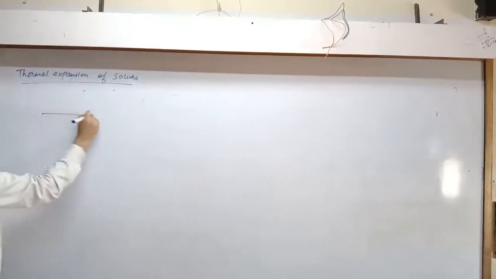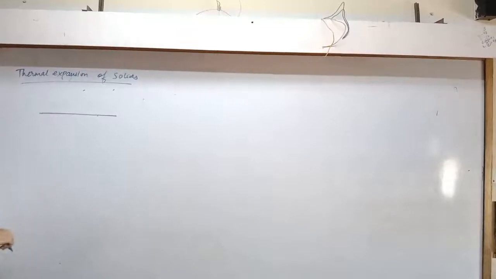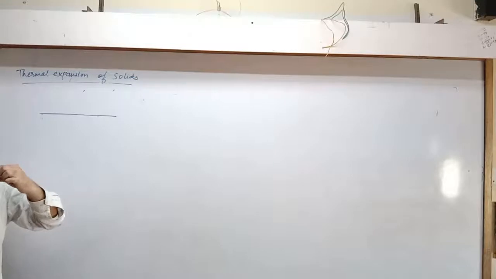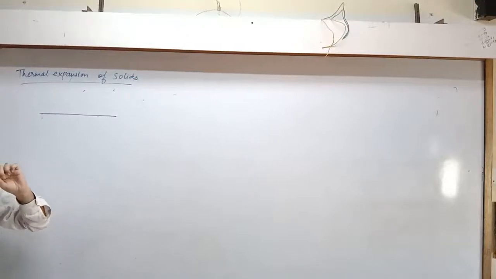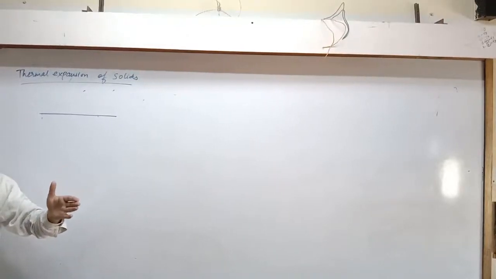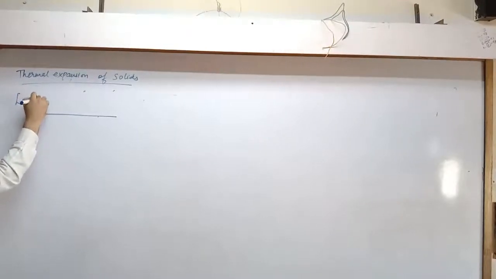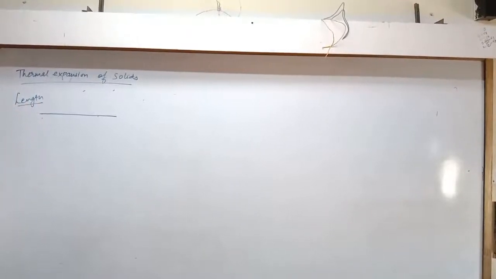So let's say there is a long wire, or such an object whose length is much more compared to its width, or a ruler, for example. A ruler is fairly long, but its width and thickness is not that big. Agree? So for such objects, we are first of all going to talk about what happens to length.